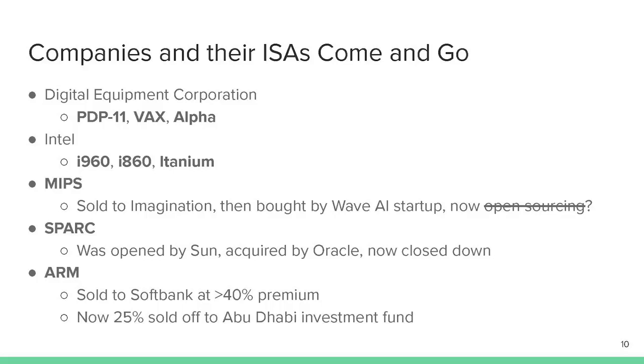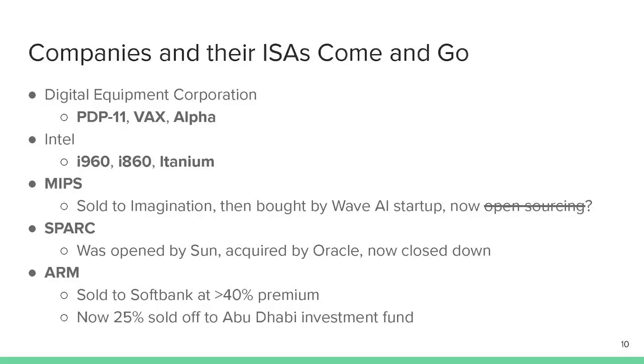Another great example is MIPS. They have an ISA that the company built processors that use that ISA, and it was proprietary. The company got sold to Imagination, then they got bought by Wave, an AI startup, then they open sourced their thing a year ago, and it was really exciting. I just learned yesterday that that's not even open source anymore. They just killed it. So you're completely at the whims of companies.